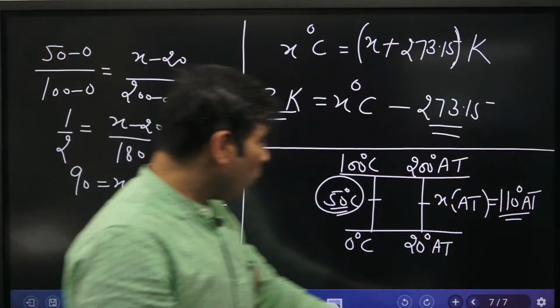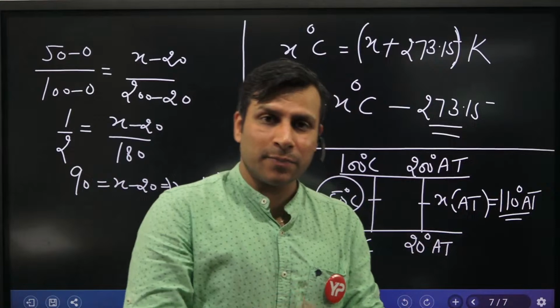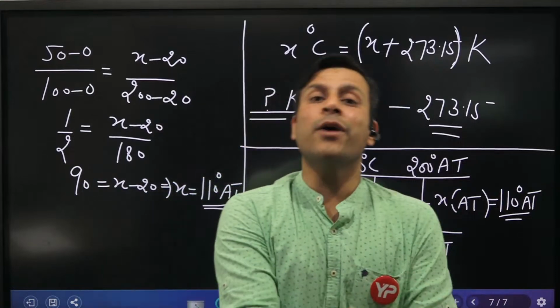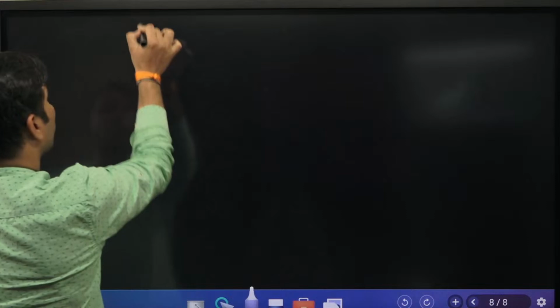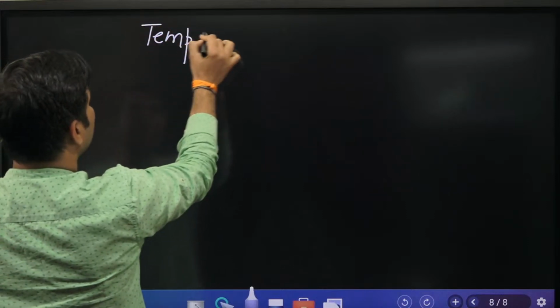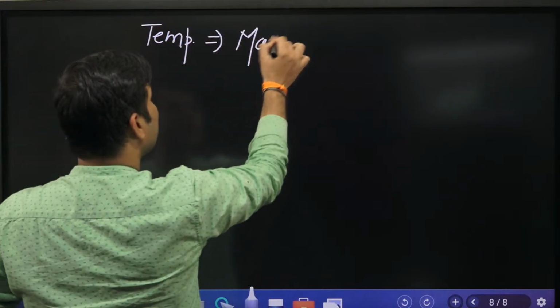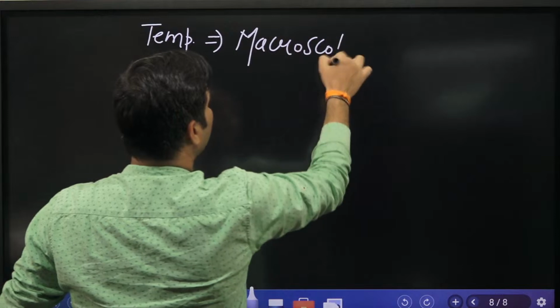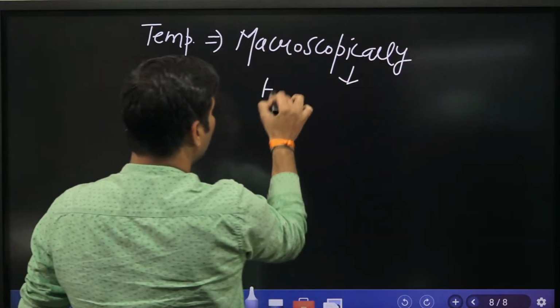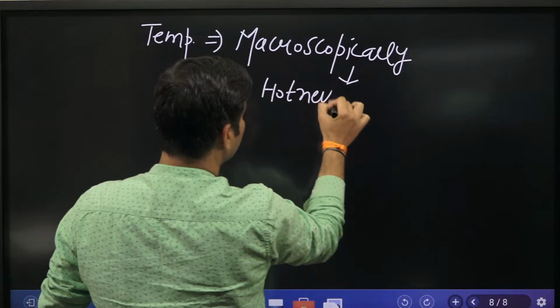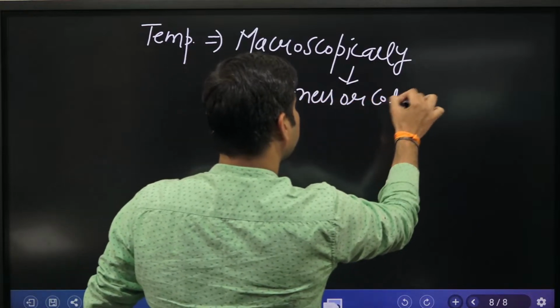Now what have I discussed, guys? What is temperature? Temperature, generally in macroscopic form, if I write here temperature in macroscopic form, what is it? Macroscopically it is defined as the hotness or coldness of a body.